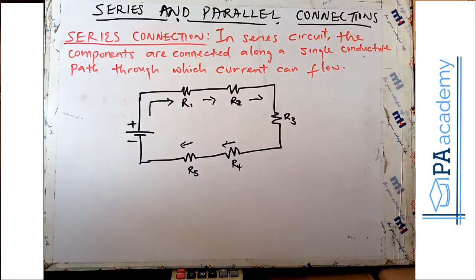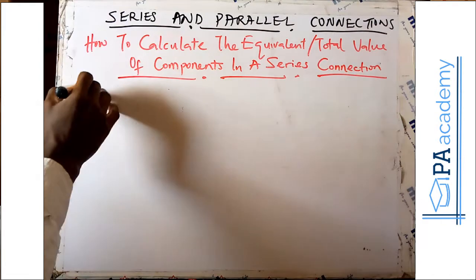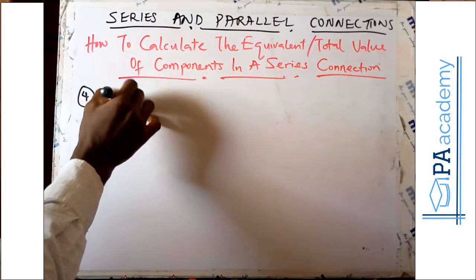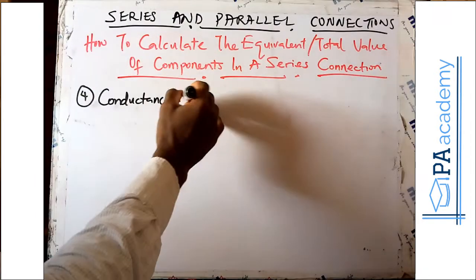So the next thing we want to look at is how we calculate the total value of components in a series connection. How do we calculate the equivalent current, voltage, conductance, inductance, all these components, how do we calculate the equivalent value in series connection? So the next one, which is number 4 that I want to look at, is conductance. So that is G.